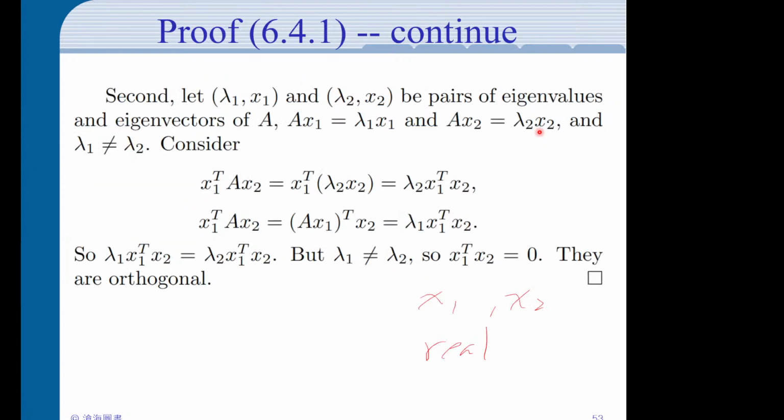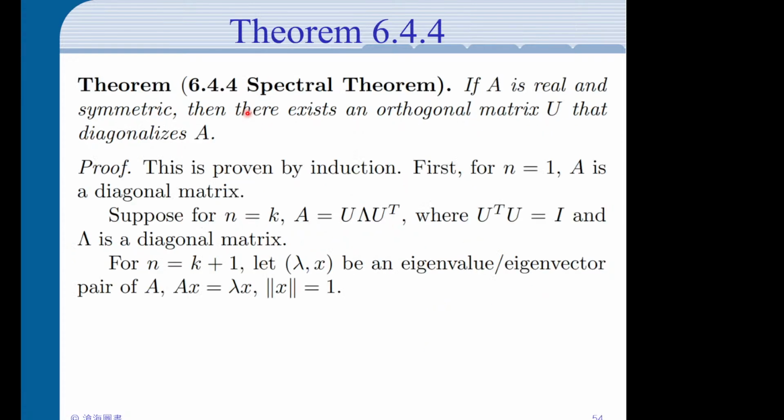So not only do different eigenvalues give you orthogonal eigenvectors, but if you have some eigenvalue that has multiplicity, then the eigenvectors will be associated with some space, and you can find orthogonal vectors in that space. So this is the spectral theorem.